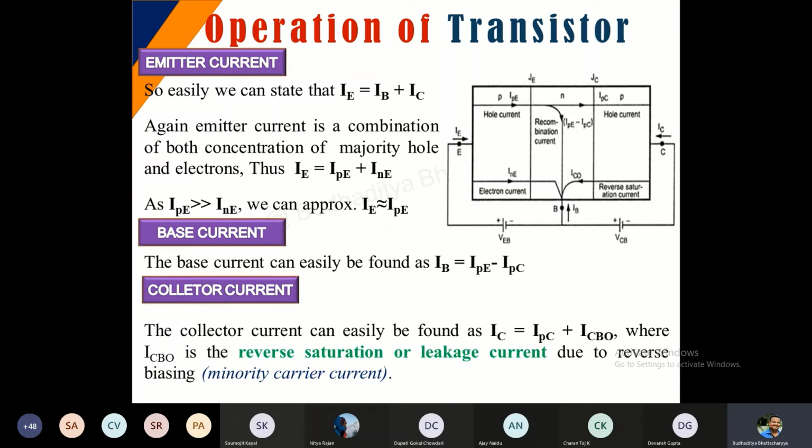Now let us quickly discuss, continuing on that IE and IB, the different ways in which we are going to represent these parameters. Please keep a note of this with respect to the transistor action. If you observe the emitter current IE, which we have discussed, IE is equal to IB plus IC. This can be mentioned in another way, and that is given by IPE plus IN. Now you can observe why it is like this.